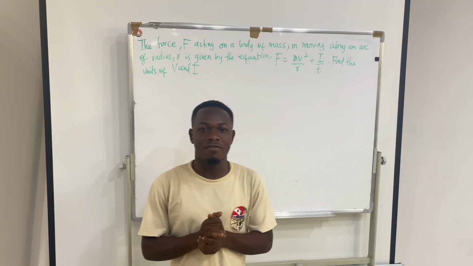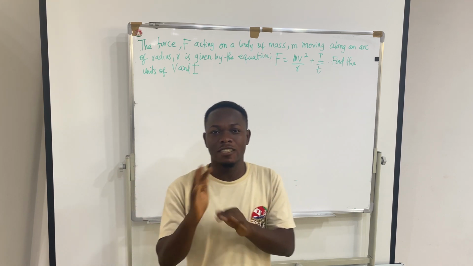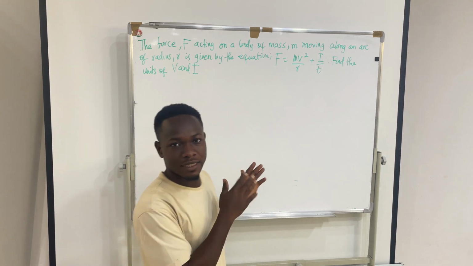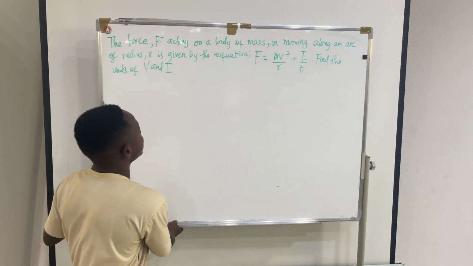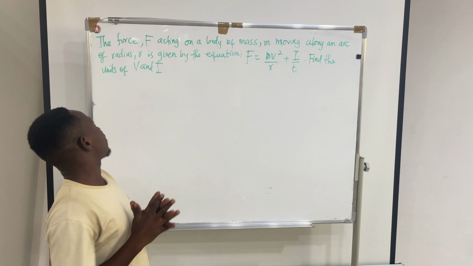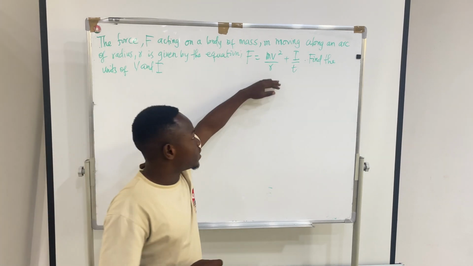It's quite simple. Here on the board is another very classical question that students come across a lot, but it has a different twist. Let's see how we're going to solve a question like this. The question says that the force acting on a body of mass m moving along an arc of radius r is given by this equation.